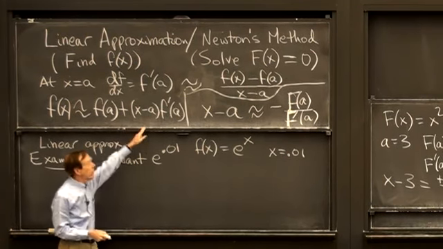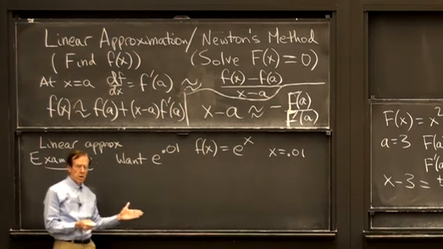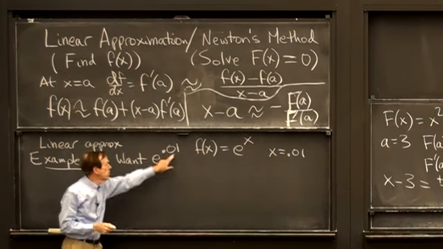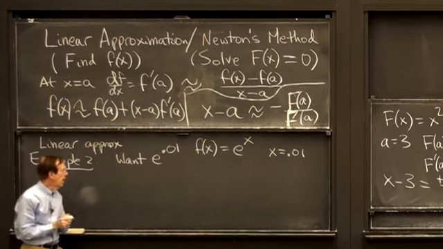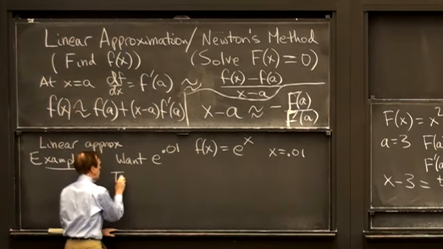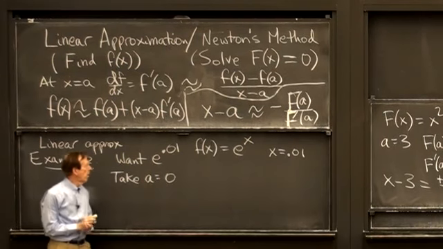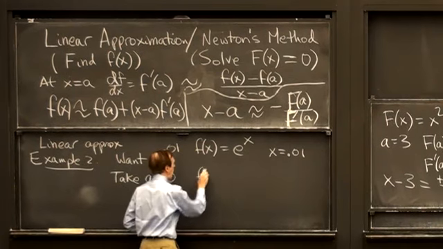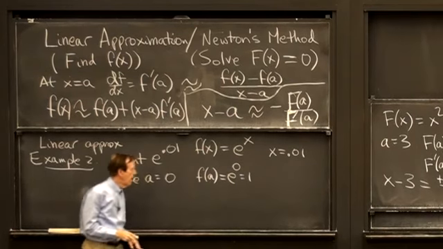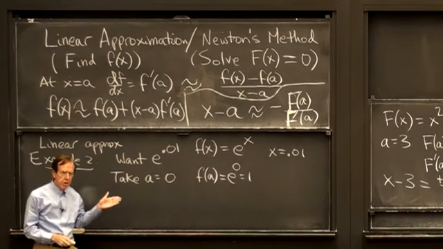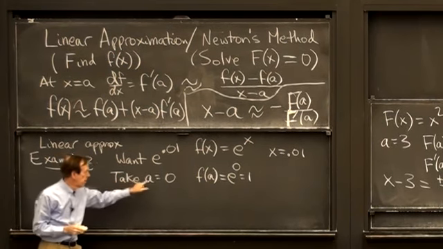I am not going to get an exact number here. I'm going to follow the tangent line. I'm going to get a close number. So where shall I start? I'll start with a number that's close to that and where I do know the correct e. And a number close to that is I'll choose a to be 0. That's close to 0.01. Then f of a is e to the 0 power, so that's 1.